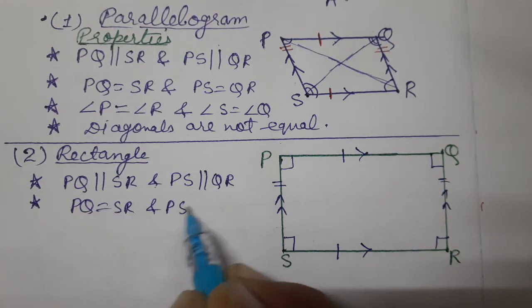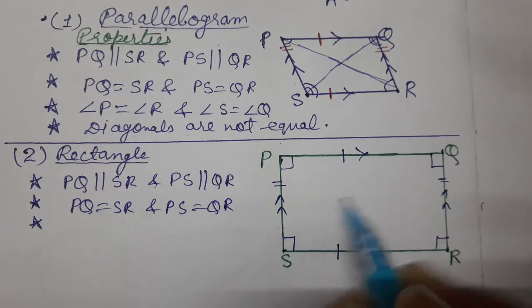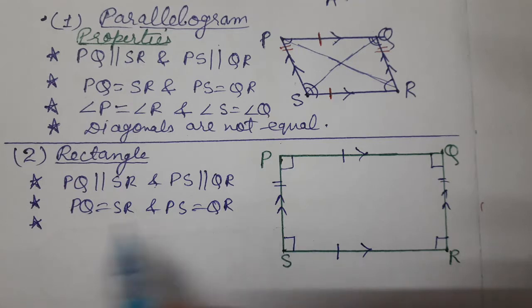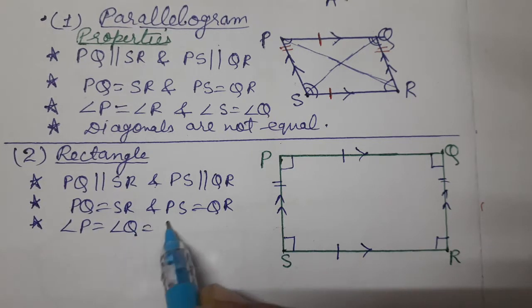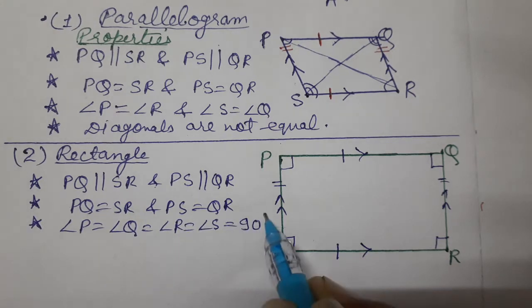And PS equals QR. Third one, about angles. So all angles are equal. Write angle P equals angle Q equals angle R equals angle S. All angles are equal to 90 degrees.